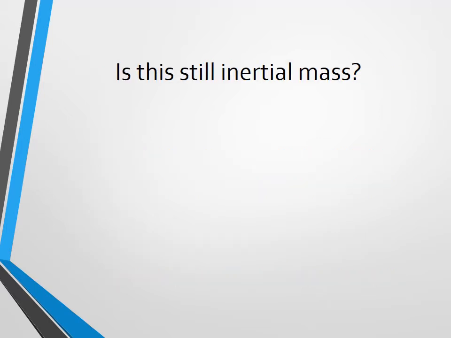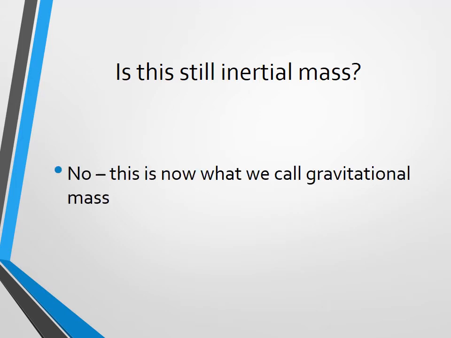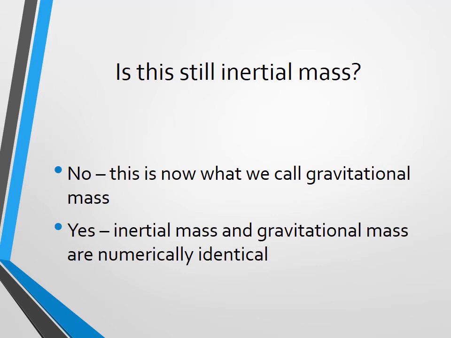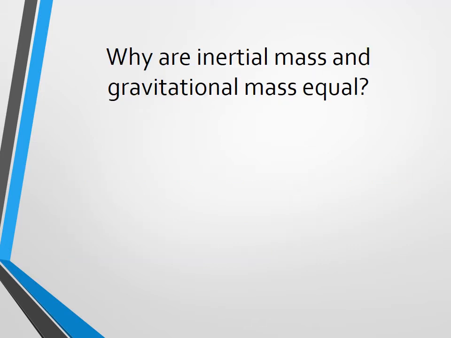So while we're on the subject of mass, this mass in the equation, is it still inertial mass? No, this is now what we call gravitational mass. But also yes, because inertial mass and gravitational mass are numerically identical. What? So why are inertial mass and gravitational mass equal?